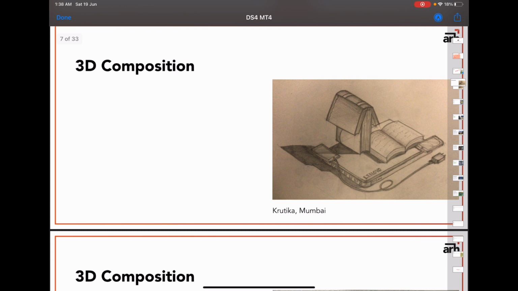Then we have another one by Krutika. She's from Mumbai. So this one, I think this is a very good example of how 3D composition should be done. Very good physical interaction, very good scale and size, very nice detailing as well she has done, the ports and all. It's a very good drawing. I feel scale is also executed very nicely. So out of 50 for me, this would go around 28 to 29. It's a fairly good work.